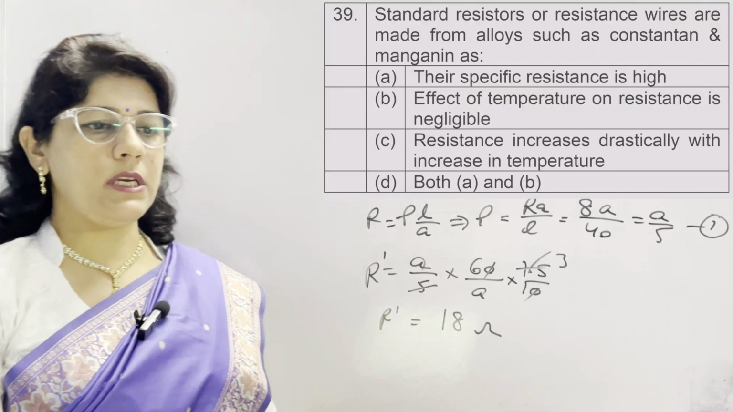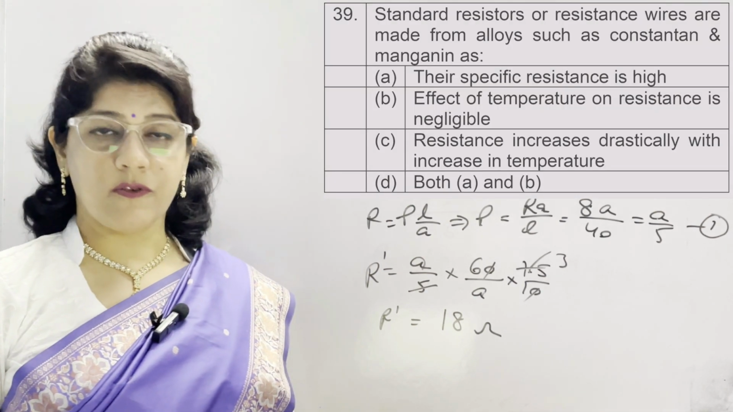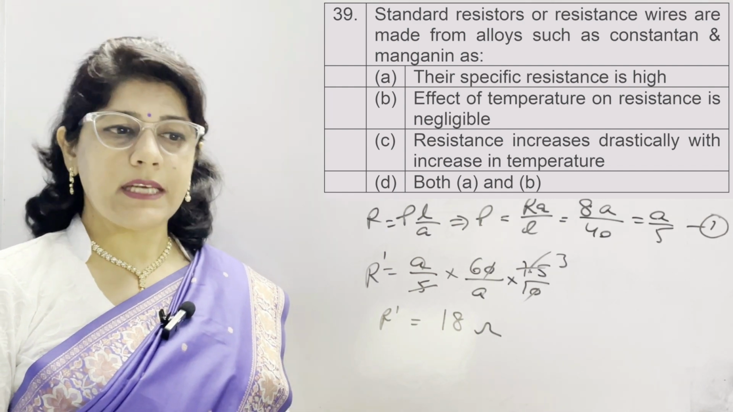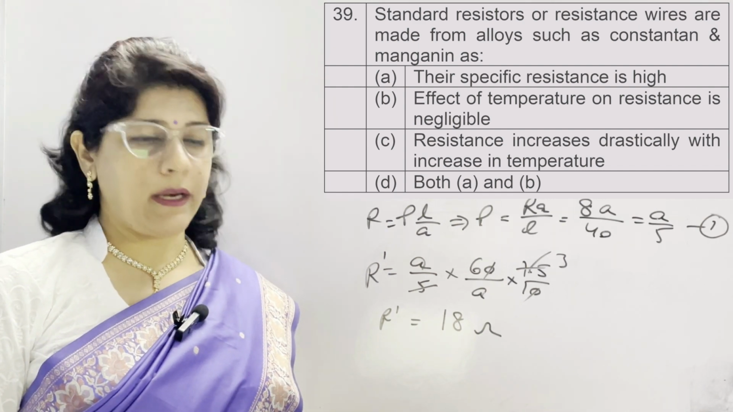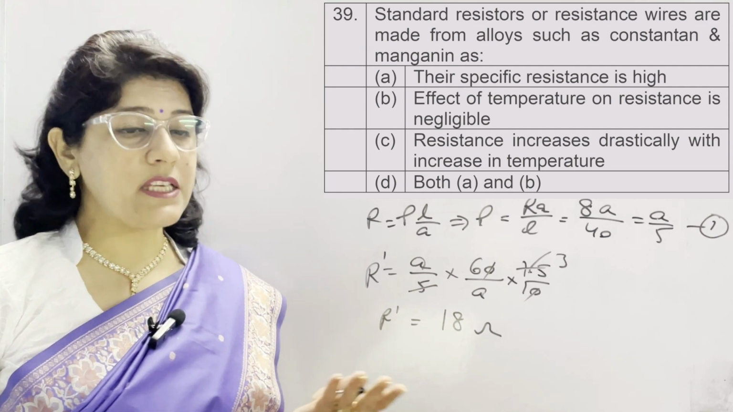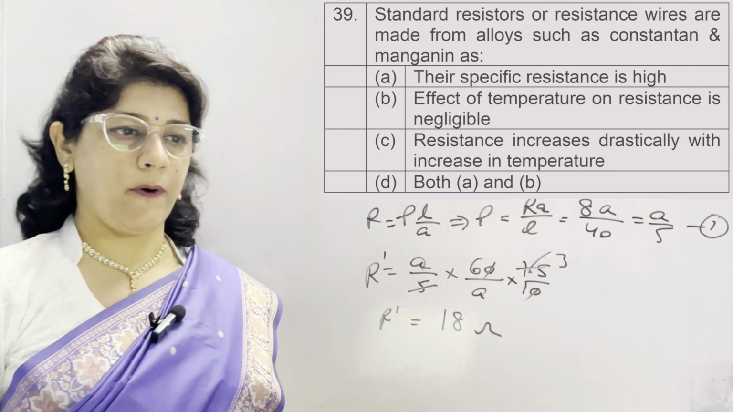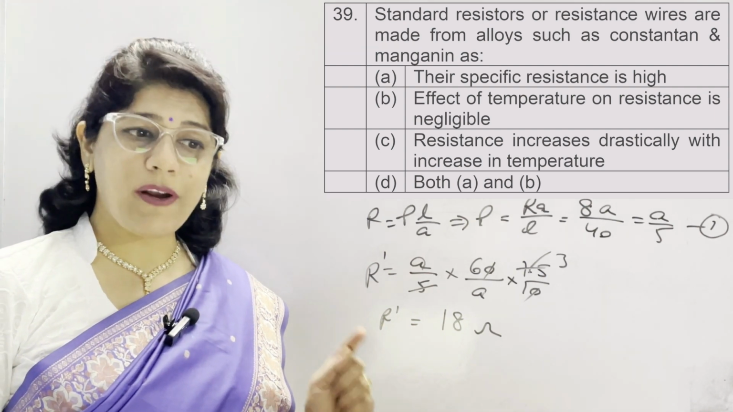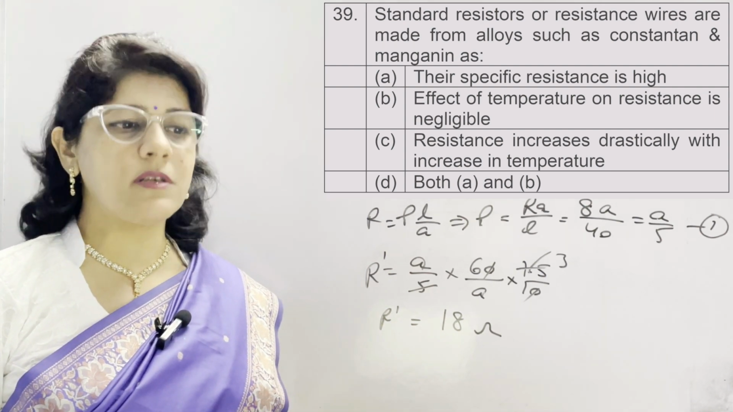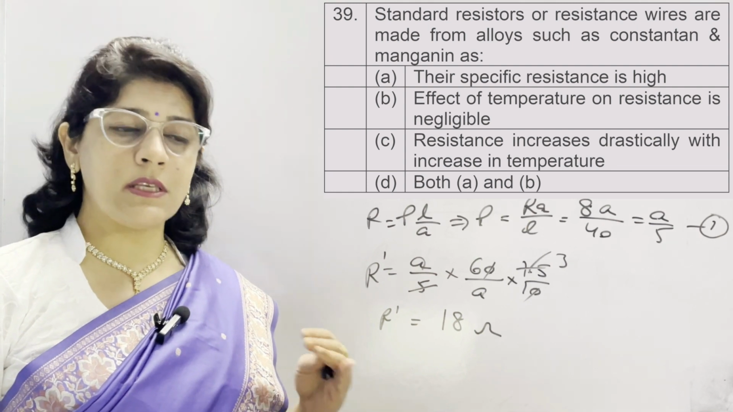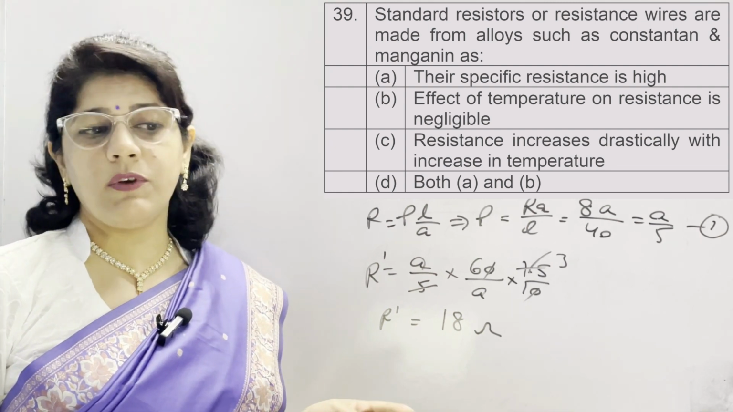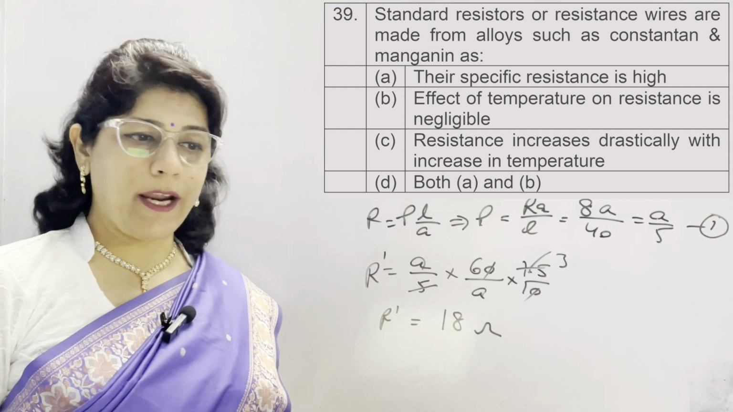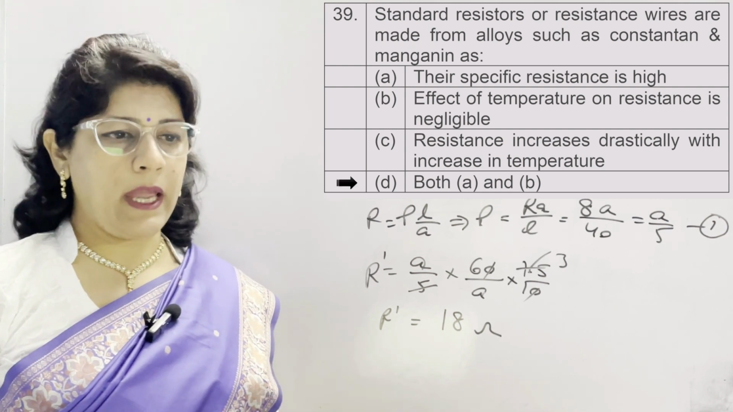In question number 39, standard resistors or resistance wires are made from alloys such as constantan and manganese. What is the reason why we are using these alloys here? A option is their specific resistance is high. B is effect of temperature on resistance is negligible. C is resistance increases drastically with increase in temperature. And D, both A and B. And the correct option is D, both A and B.